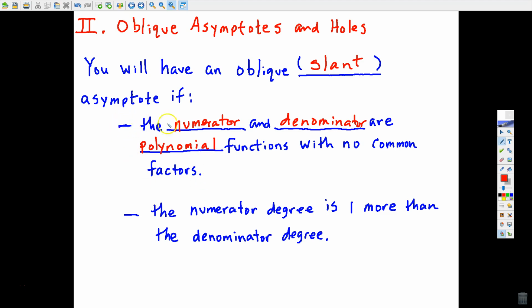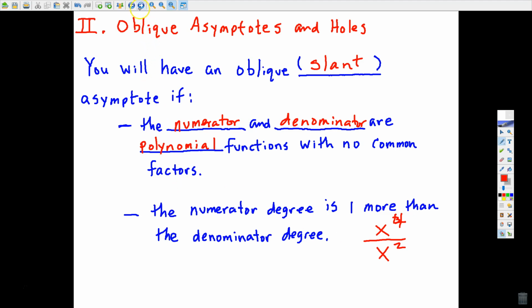So that has to be true, but not only that, it also has to be true that the numerator degree has to be one more, just one more, than the denominator. So we're talking about a situation where the numerator degree would be x cubed, or 3, and the denominator degree would be 2. Or maybe the numerator degree is 4, the denominator is 3. It's only got to be off by 1, and the numerator has to be higher by 1. Only by 1. If this were 4, then I don't have an oblique asymptote because it's a difference of more than 1.